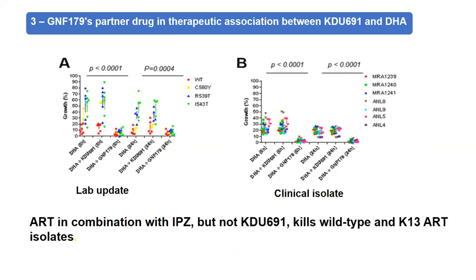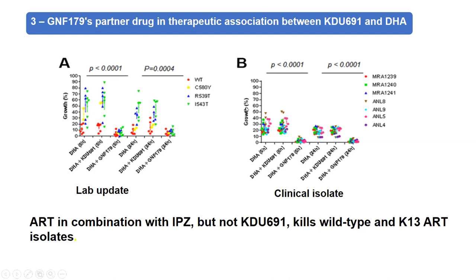The third result: GNF is a partner drug in a therapeutic association between KDU and DHA for resistant artemisinin. For that, we are associating DHA with KDU and with GNF. And in graph A, we can see that GNF associated with DHA kills all parasites at 6 and 24 hours in the lab-adapted parasite.